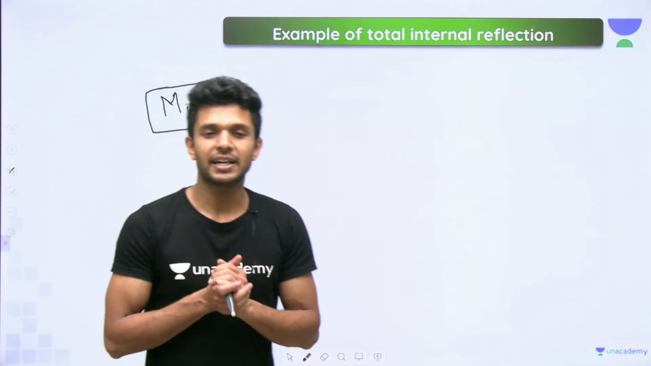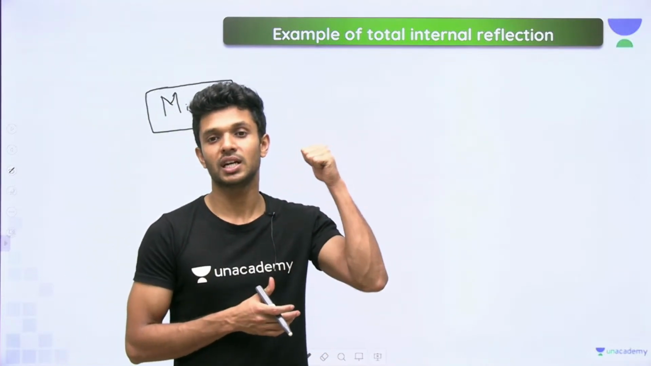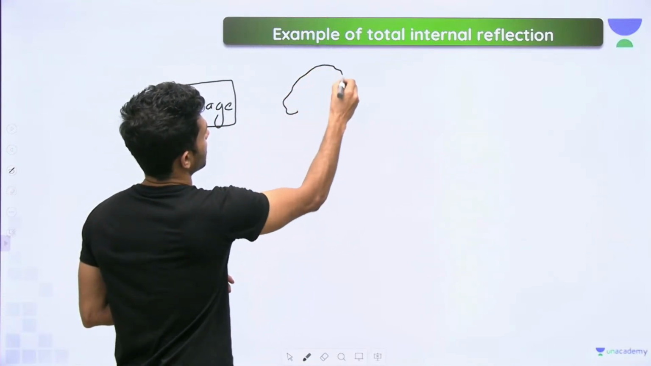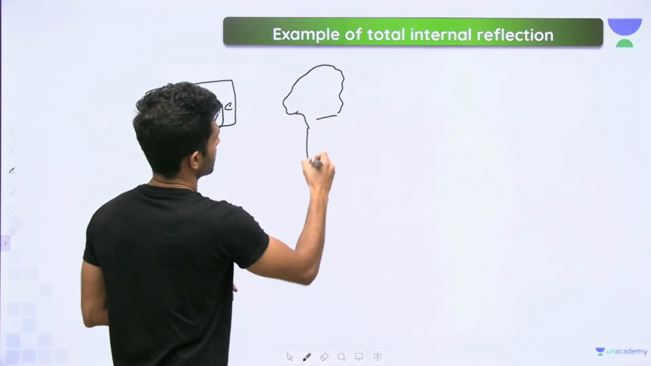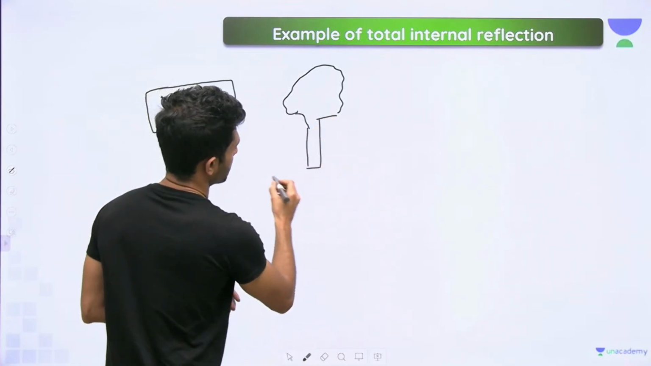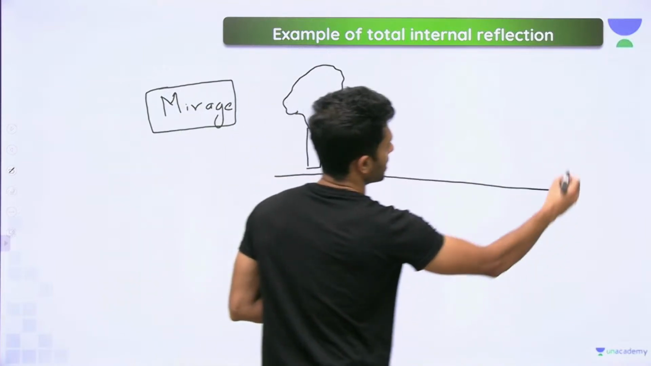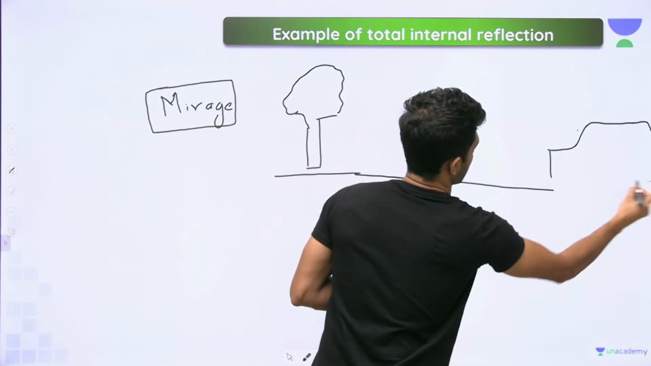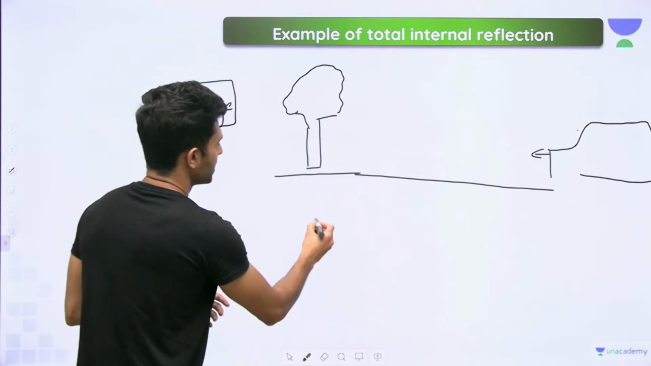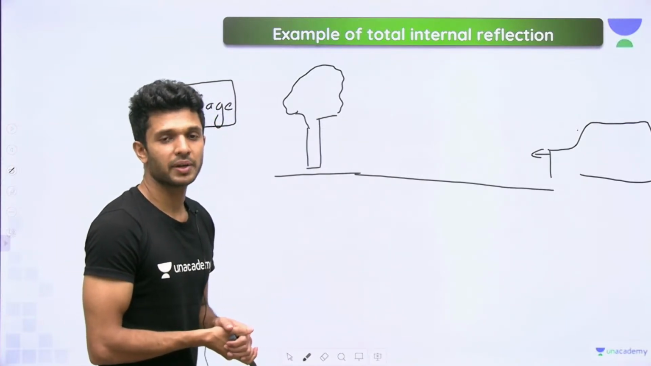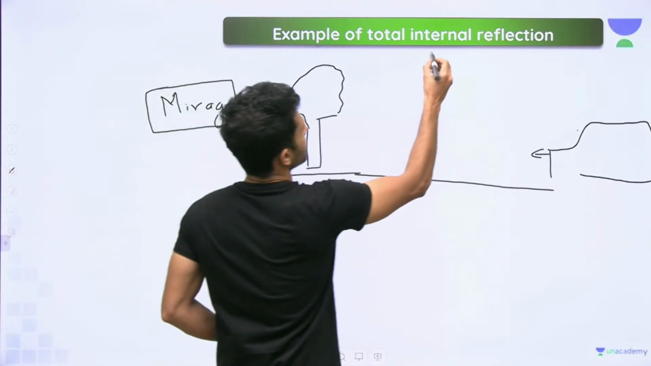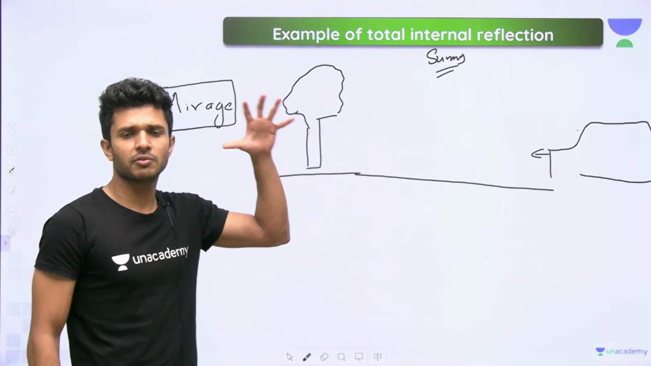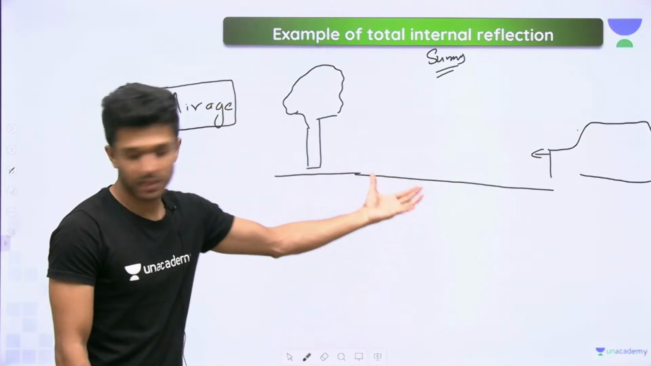This is simply a natural phenomenon happening because of total internal reflection. I'll tell you how it is happening. Let's say we have a tree here. This is our road, and you are coming from here, your car is coming like this. You will feel like there is some water body here. How is it happening? Let's say this is a sunny day, the sun is there with a scorching heat, and what happens?